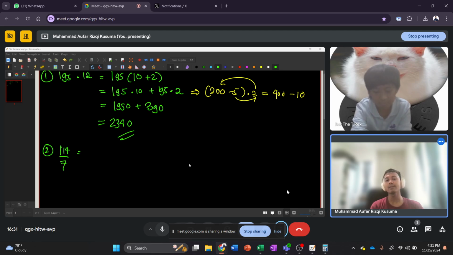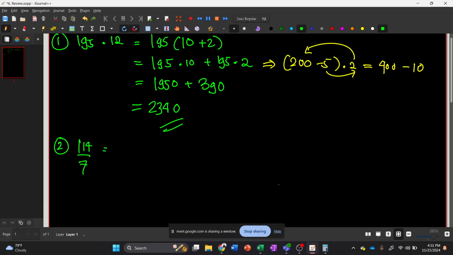114 over 7 will be equal to... Maybe to make things easier, you can calculate 7 times what? What is the maximum multiple of 7 within 114?